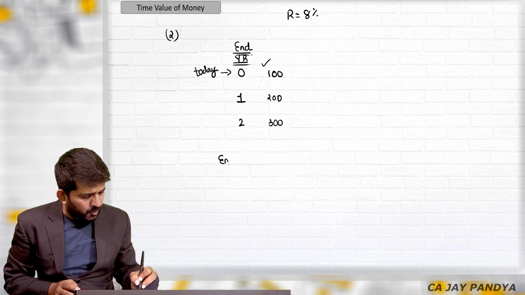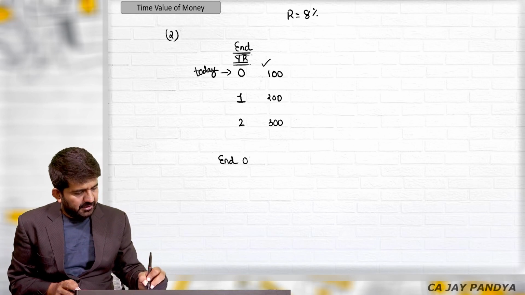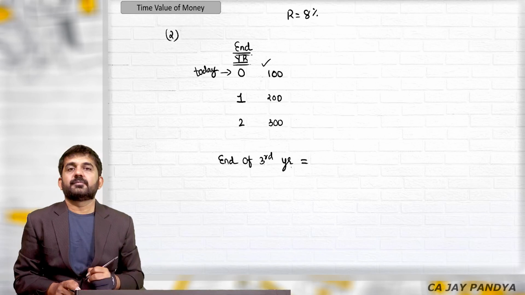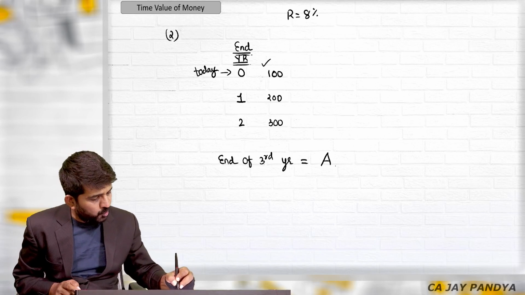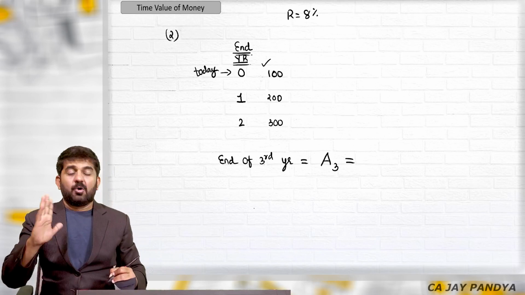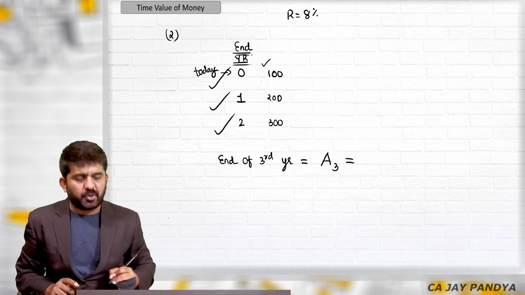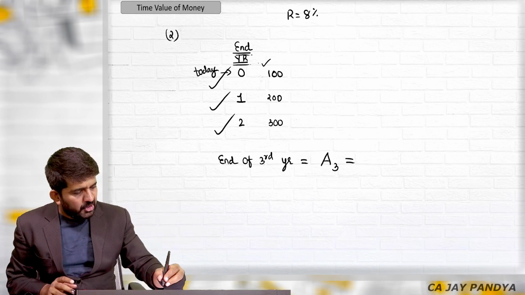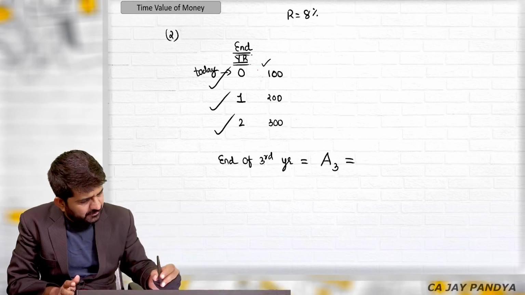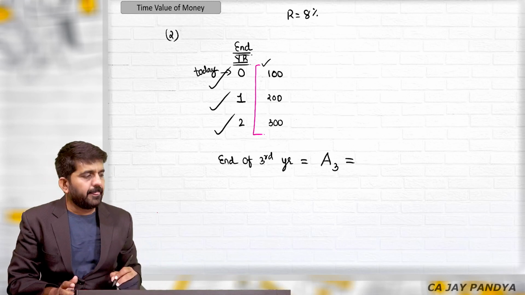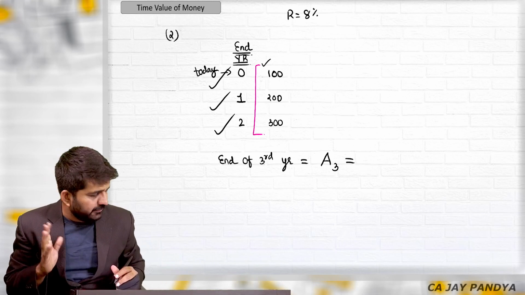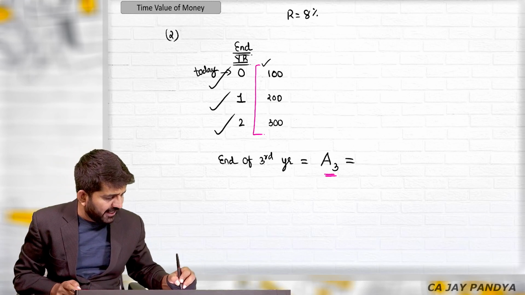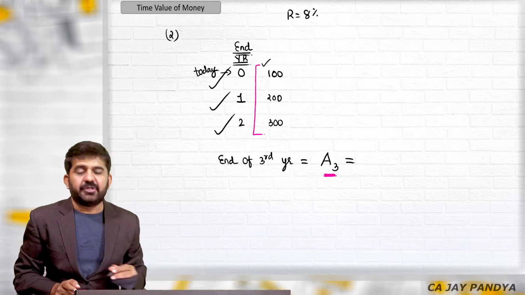You go to a bank at the end of third year, and what you want is all your amount. So you are withdrawing this also, and this also, along with the interest. You are withdrawing everything. You have invested in this manner, and now you are withdrawing everything. What will be the amount you will be getting after third year?